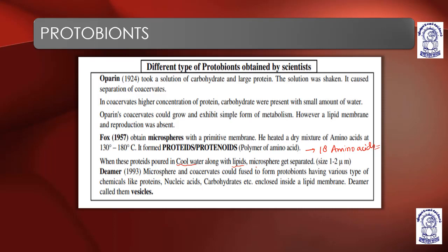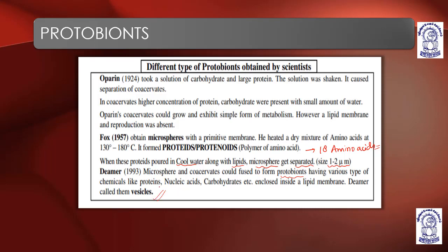When these proteoids are poured in cool water along with lipids, microspheres get separated, of size 1 to 2 micrometers. So when these proteoids, meaning short sequences of amino acids, polymers of amino acids, are poured in cool water, they come up with some kind of precipitation, and along with lipids they form microspheres. Dimer said microspheres and coacervates could fuse to form protobionts, having various types of chemicals like proteins, nucleic acids, carbohydrates enclosed inside a lipid membrane, and according to Dimer it was known as vesicles.